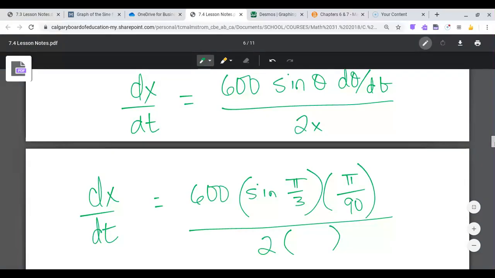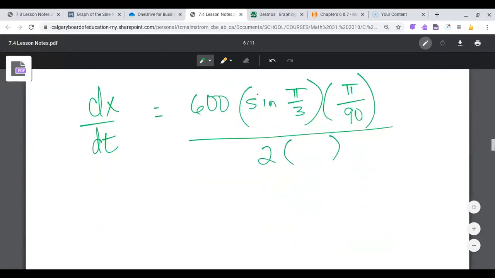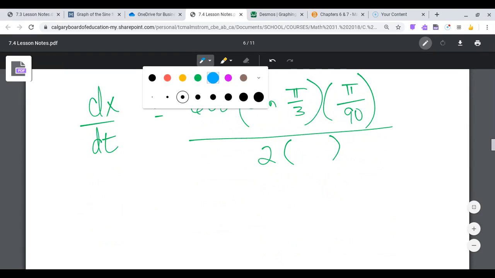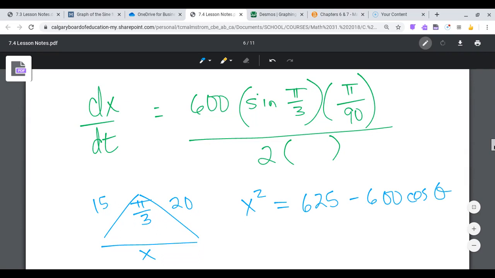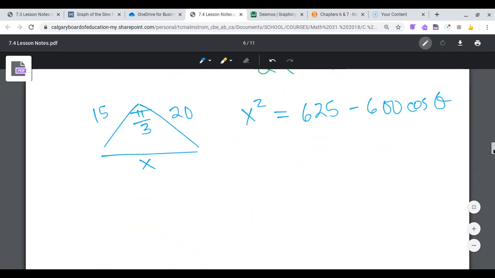So we have to go back to that triangle, which I'm going to just redraw here, and think about how we could find x. So we know 15 and 20 are our two sides, and now we're looking at the instant that theta is pi on 3. So we're going to go back to our cosine law that we tidied up as x squared is equal to 625 minus 600 cos theta. That's where we're going to find our x value at the instant that theta is pi on 3.